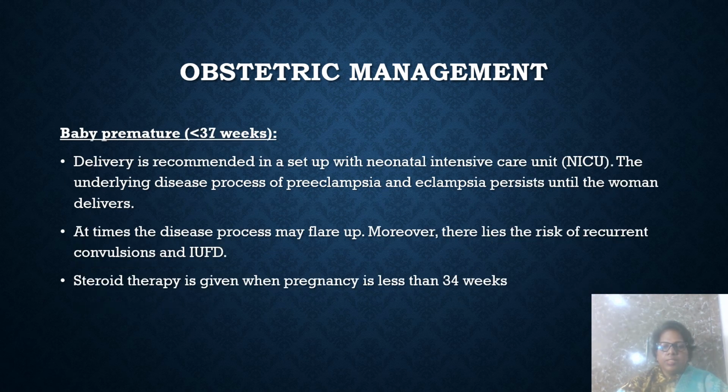We'll continue with the obstetric management. If the baby is premature, that is less than 37 weeks, delivery is recommended in a setup with the neonatal intensive care unit, that is NICU. The underlying disease process of preeclampsia and eclampsia persists until the woman delivers. At times, the disease process may flare up. Moreover, there lies the risk of recurrent convulsions and IUFD. Steroid therapy is given when pregnancy is less than 34 weeks.